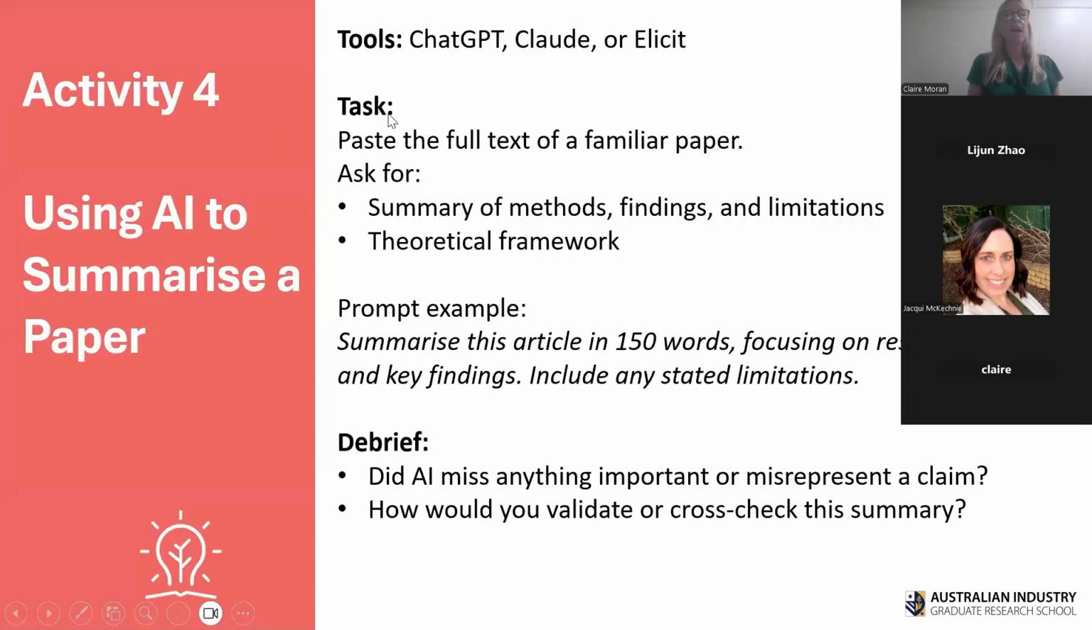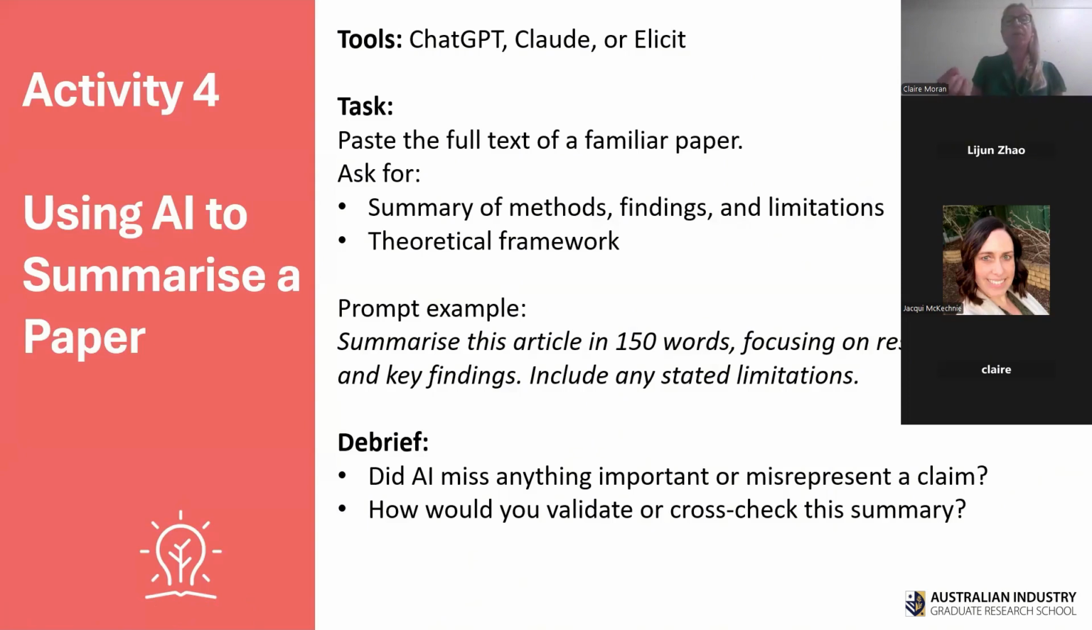So let's have a look at an activity. So using AI to summarize a paper. So what I'd like you to do, to look at the effectiveness of AI for summarizing a paper, is pick a paper that you know really well. So this could be a paper that you have published. It could be a core paper that is part of informing your research at the moment, but a paper that you're really familiar with.